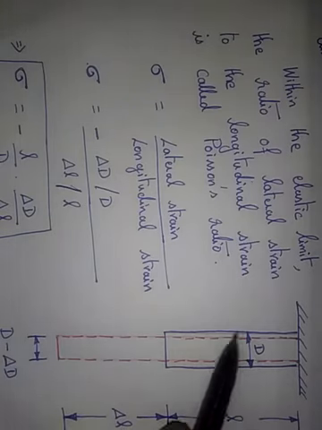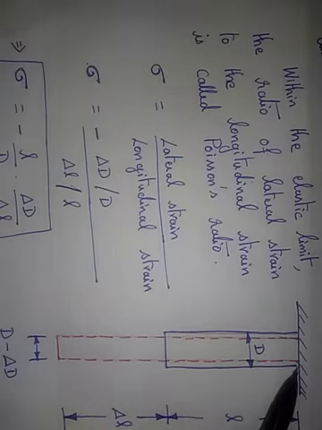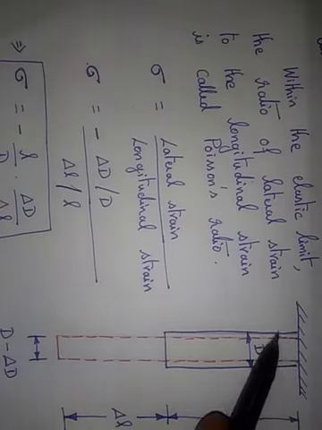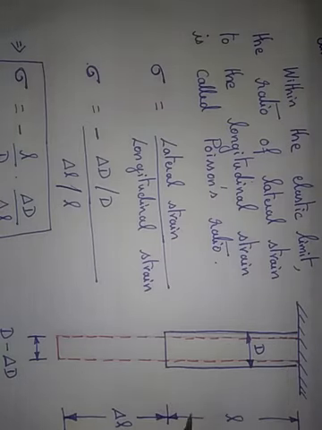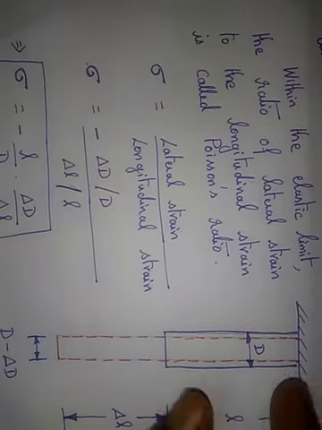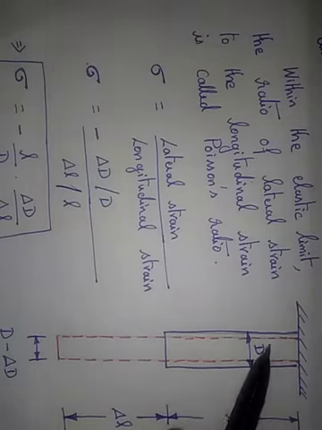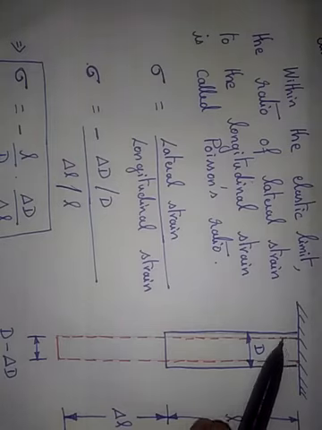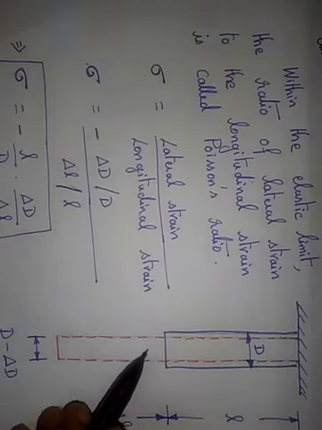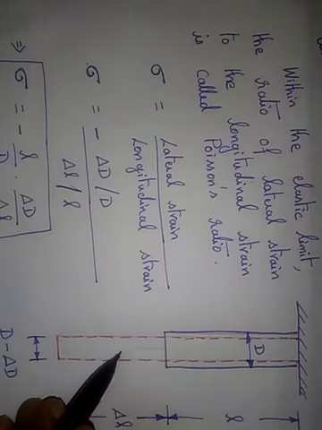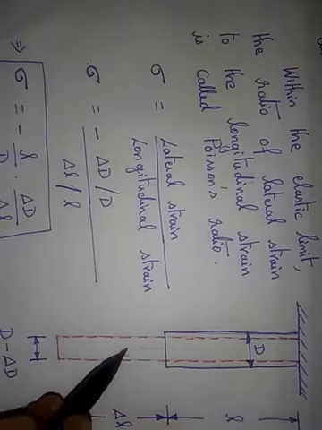So this is the original length. Assume it is circular. It is the original length of some object. So the length is L and the diameter is D. Maybe a copper wire or something. Cross section is circular. When you apply a load in this direction, you have applied a load.